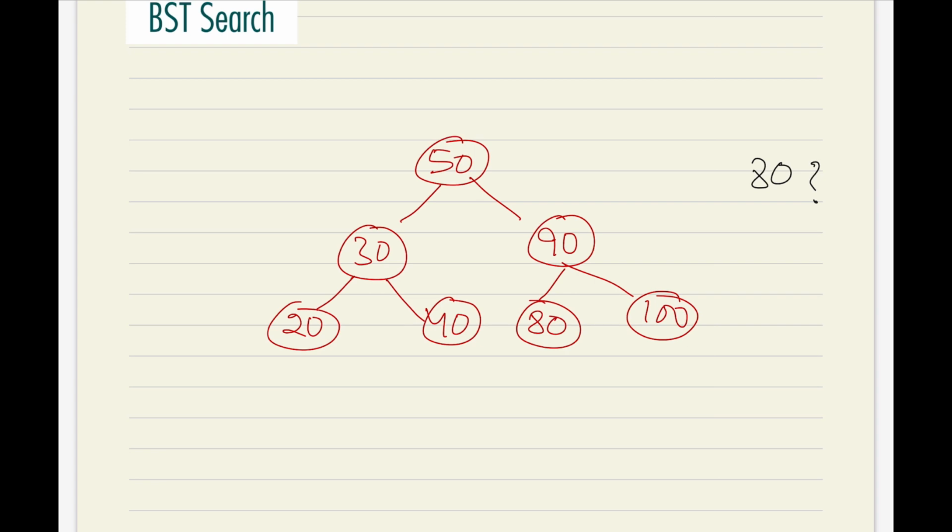Now, consider another one, suppose 75. So, we want to search for 75, whether 75 is present in this tree or not.